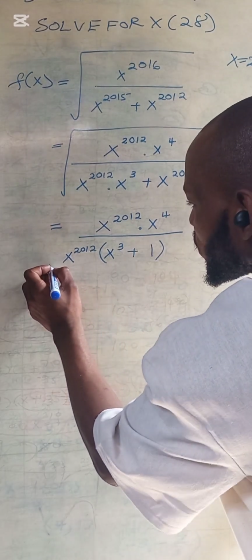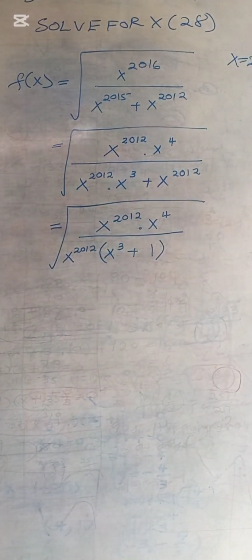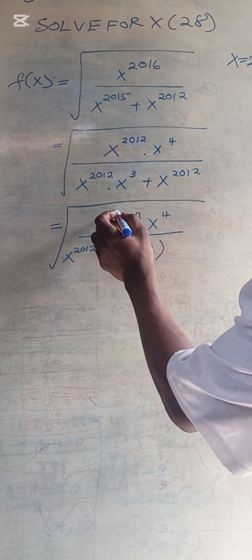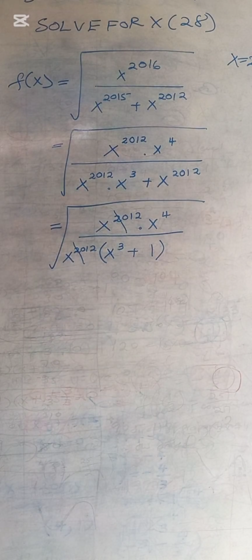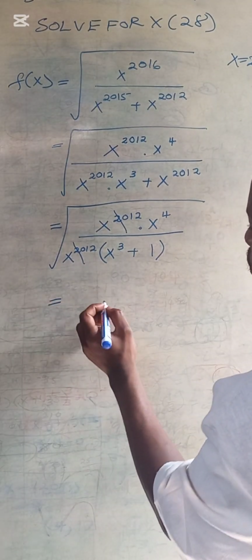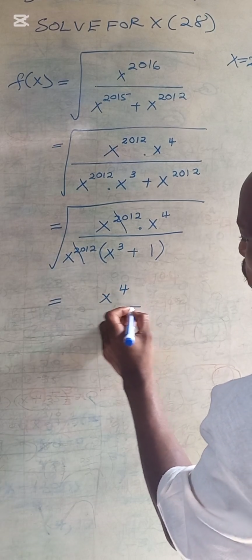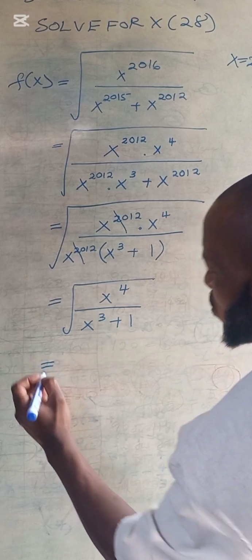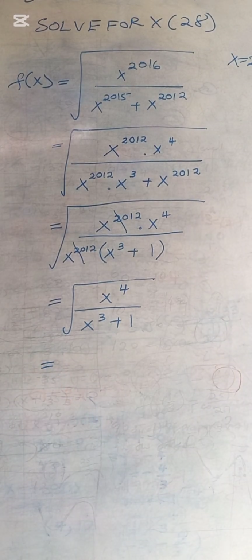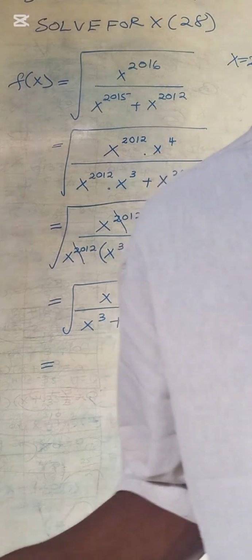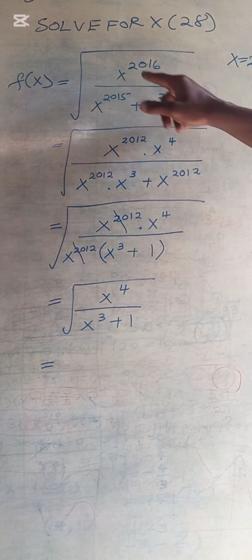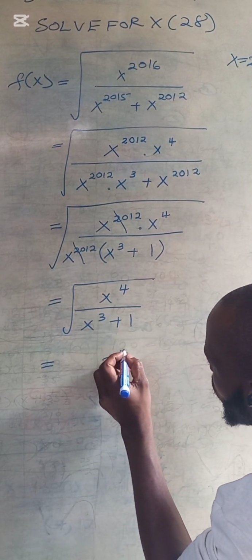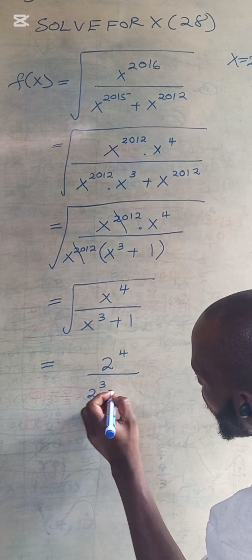And then okay, we have the square root here. We have one term. So now we can cancel the like terms. This and this, they cancel out, right? In this case, we have x to the exponent 4 all over x to the exponent 3 plus 1, the square root of that, right? So now I think we can do this without using a calculator, because 2 to the exponent 4 we are familiar with, rather than 2 to the exponent 2016 without a calculator. So now let's do 2 to the exponent 4 over 2 to the exponent 3 plus 1.